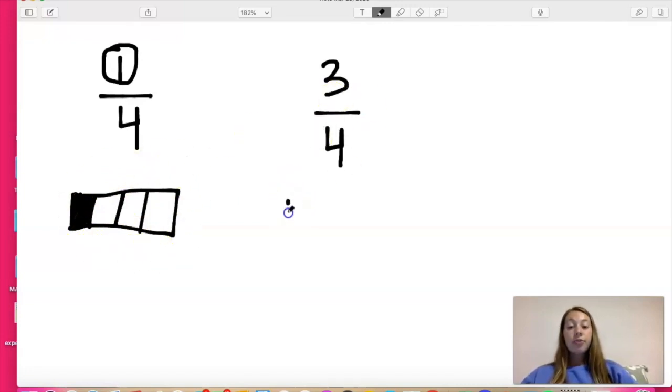Now we have 3/4. Sorry, it's raining if you can hear that in the background. Oh, I don't know what they just did.